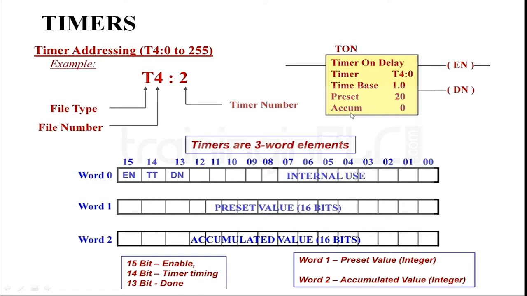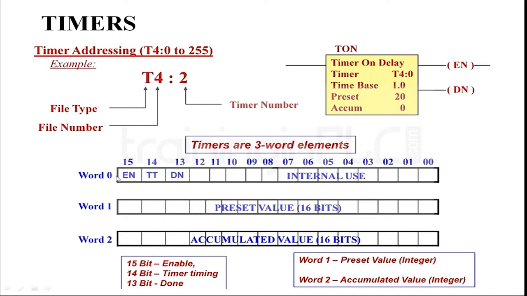And the accumulator value: the accumulator is the place where you store the running value. And we have three bits: the enable bit, the timer timing bit, and the done bit. The enable bit is like a rung condition. Whenever your rung goes on, the enable bit will be on. The done bit will be on whenever your 20 seconds has elapsed and the timer has done its work. The timer timing bit will be on when your accumulator value is running.